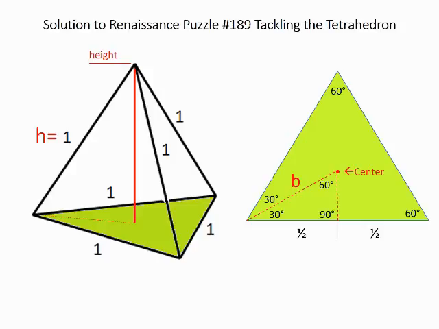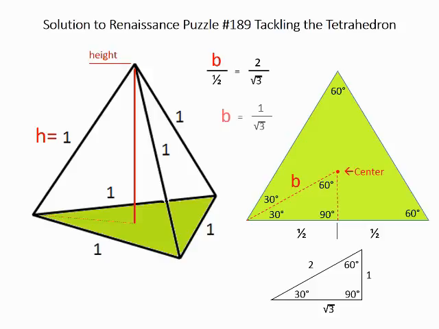We learned from the tiny triangle tutorial that the ratio of the sides of a 30, 60, 90 triangle are 1, 2, and the square root of 3. So this tells us that B is to 1/2 as 2 is to the square root of 3. And this simplifies to B is equal to 1 over the square root of 3.